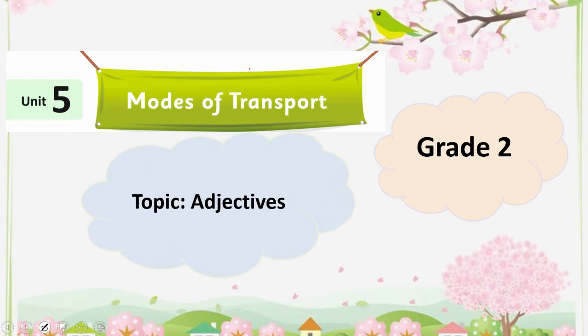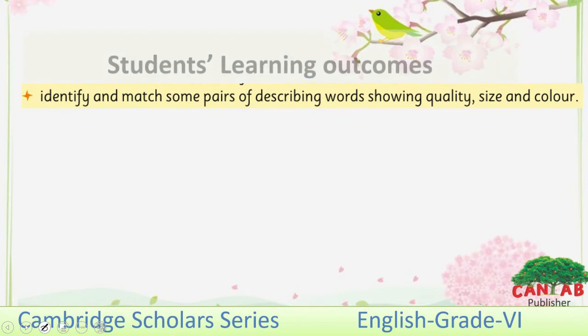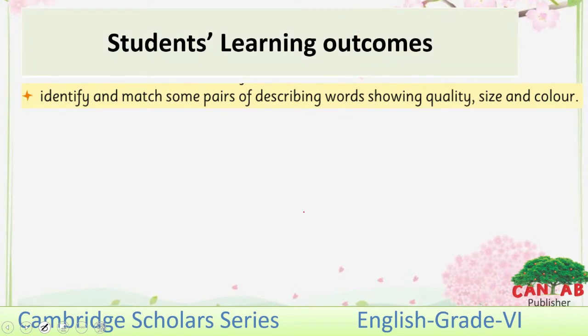We are going to start our lesson from unit 5, Modes of transport, and our topic is adjectives. SLOs of this lesson are: identify and match some pairs of describing words showing quality, size and color.